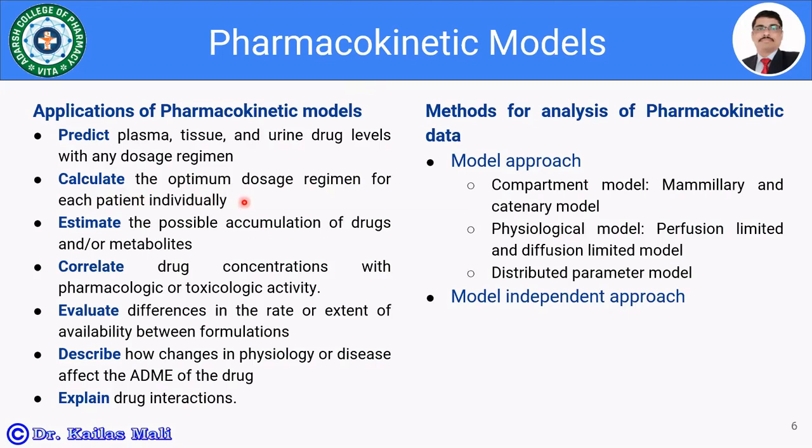So it is possible to calculate the optimum dosage regimen for each patient individually, according to patient need, according to patient requirement. That is the second application. The third application is to estimate the possible accumulation of drug and metabolites. As we are determining the plasma drug concentration, it is possible to estimate the possible drug accumulation in the body along with their metabolites.